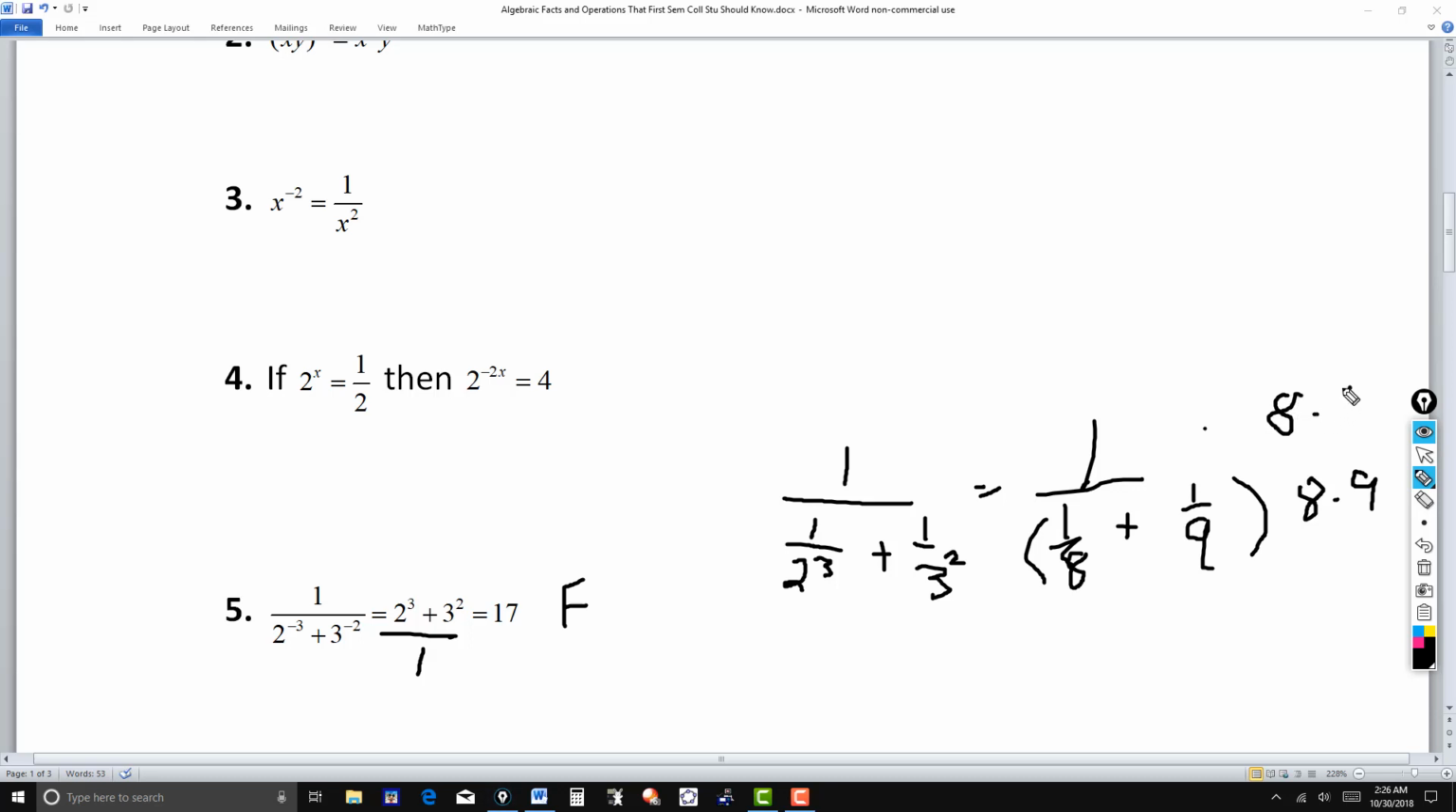So what do we get in the bottom? The 8 cancels here, multiplying this product with this one, 8 cancels out, I get 9 here. And on the next term, the 9 cancels out here, I get 8. This is 17. And 8 times 9 is 72. So it doesn't come out to 17. That's why this one's false. Clear with this?